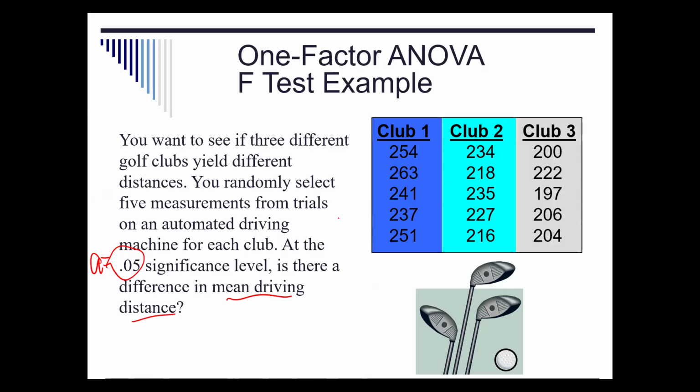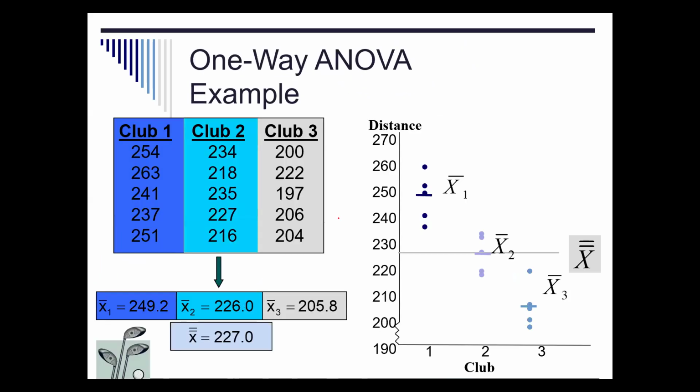So basically we do this, right? We calculate the sample mean for the first club. Add up those 5 numbers, divide by 5, we get this. And then the second club, we do the same. Add up those 5 numbers, divide by 5, we get this. And the third club, the same. And then the average of those 3 clubs' driving distance, you sum up those 3, divide by 3, we get 227, right?